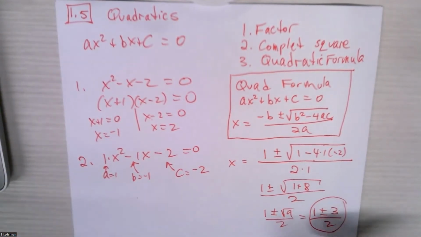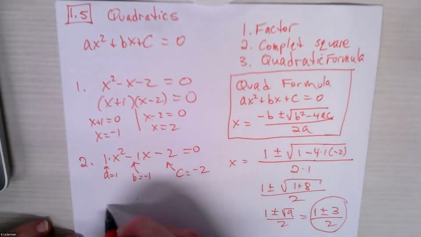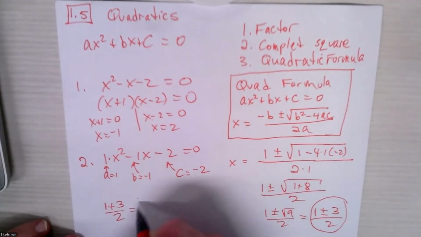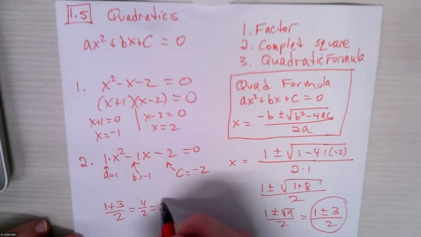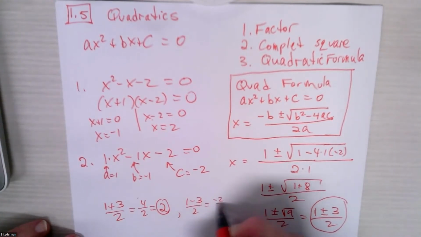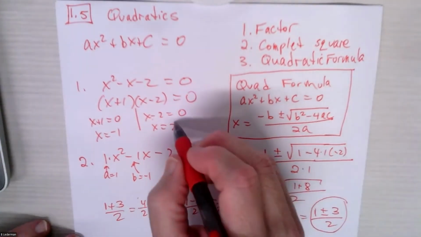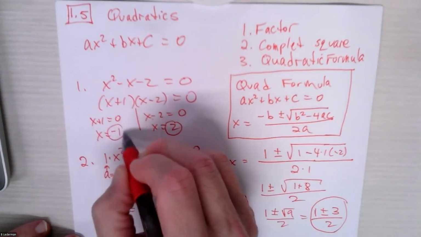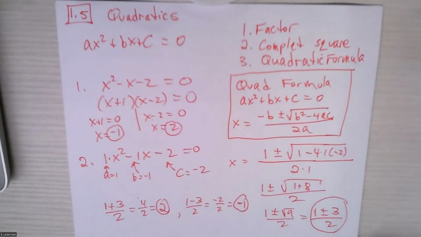So the answers, if I list them out, is 1 plus 3 over 2, which is 4 over 2, which is 2. And then the other answer is 1 minus 3 over 2, which is -2 over 2, which is -1. So notice I got +2 and -1. Here I got +2 and -1, the same answers. So the quadratic formula gave me the same answers.